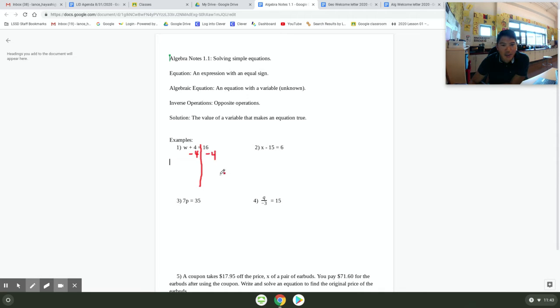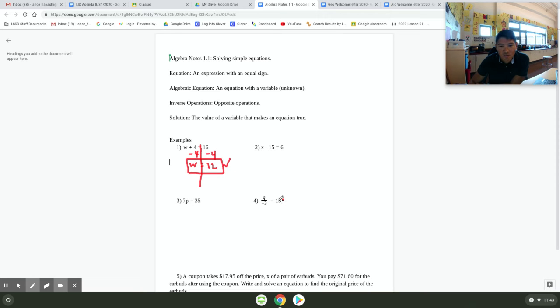And then on the right side, you're subtracting 4 from 16. So on the left side, 4 minus 4, 0. You're just left with W, and that's equal to, on the right-hand side of the equation, 16 minus 4 is 12. W equals 12 is the solution to the equation. And you could always go back and check your solution by plugging, or it's called substituting, the value of the variable into the original equation. 12 plus 4 is 16.